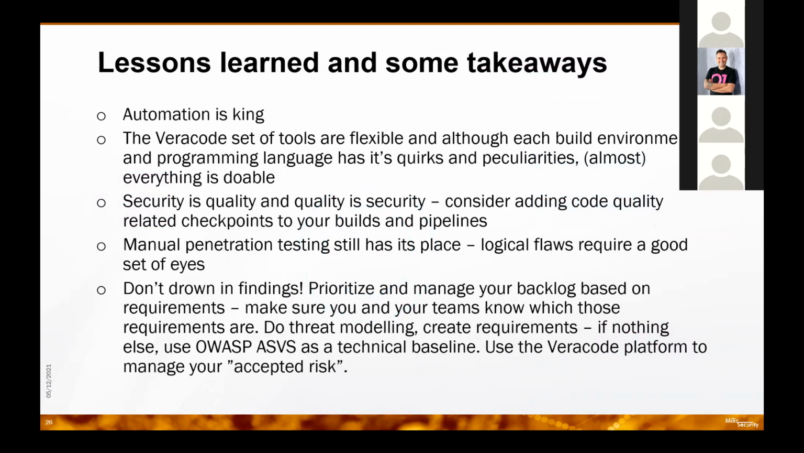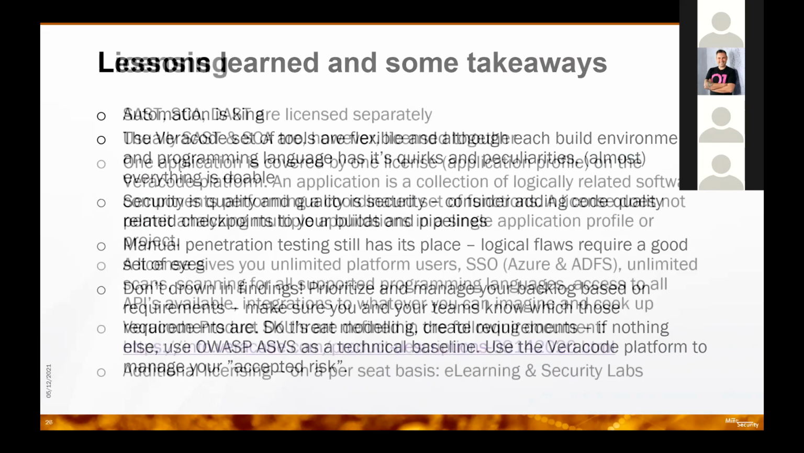Almost everything is doable with what Veracode provides you, because there are the APIs and all of that, and tools, so you can build it to look like the way your team and your pipelines need them to look. This is not a code quality tool, however. So in your pipelines, do add code quality checking tools as well. And prioritization, that's really important. Create your requirements somehow so you know what your priorities are to start with, and then use the platform to manage whatever risk you want to accept.